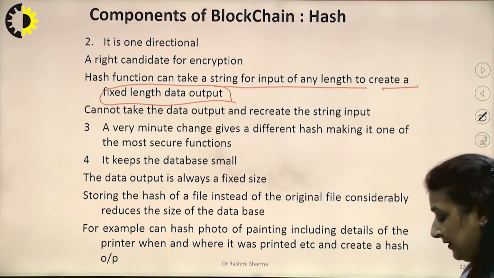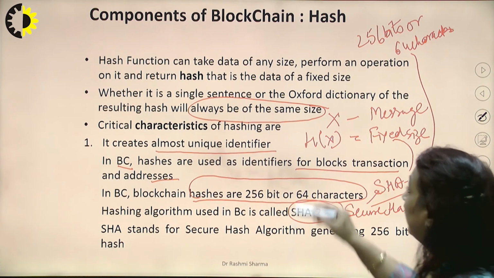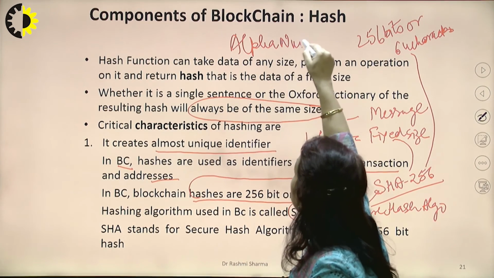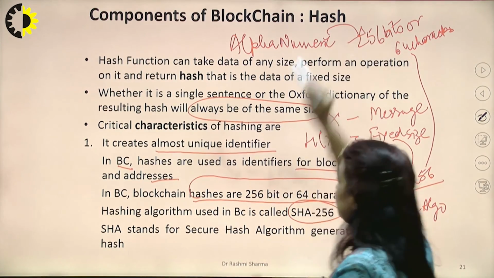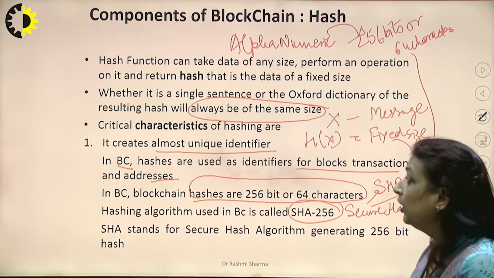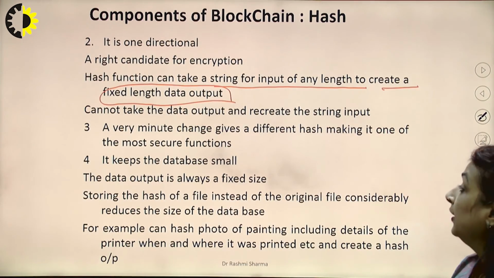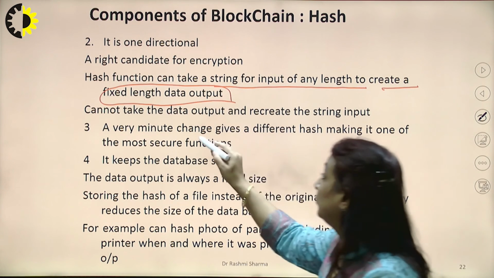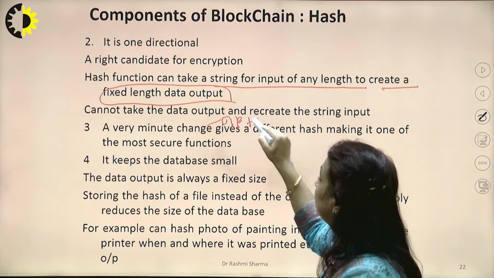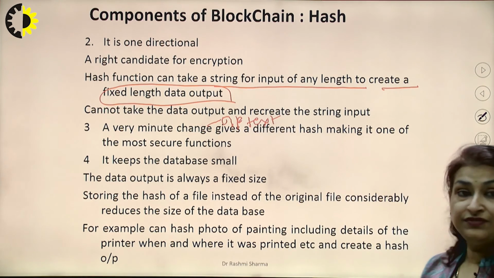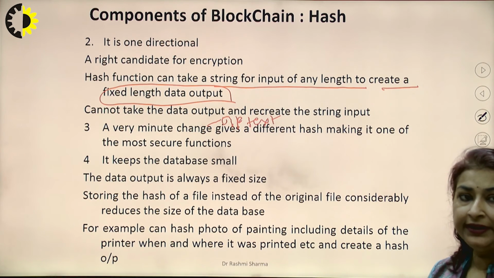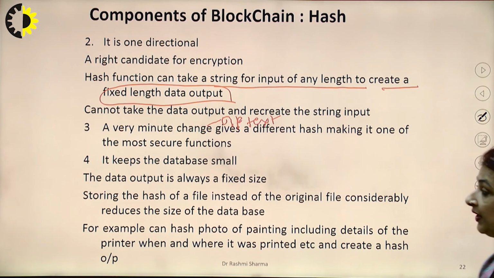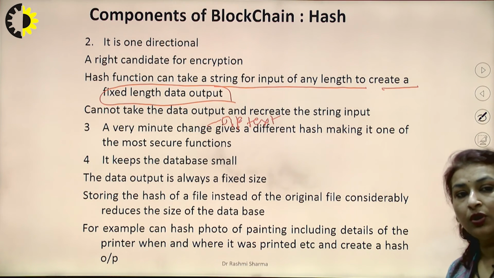So basically, these are also alphanumeric values which are being generated. This 256 bits are alphanumeric values. In the coming slides, we will see that a very minute change in the input text would generate a very massive change in the hash which is being generated. It keeps the database small as the size is fixed, so it keeps the database small as the output is always of the fixed size.